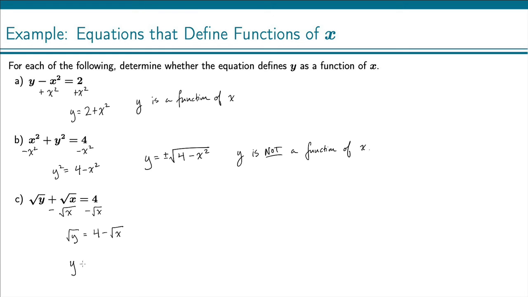Now, squaring both sides is not the same as taking the square root. So when you square both sides, you do not have to do a plus or minus. So we square this, and now it is completely unambiguous as to what y would be when I plug in an x value. Therefore, y is a function of x.